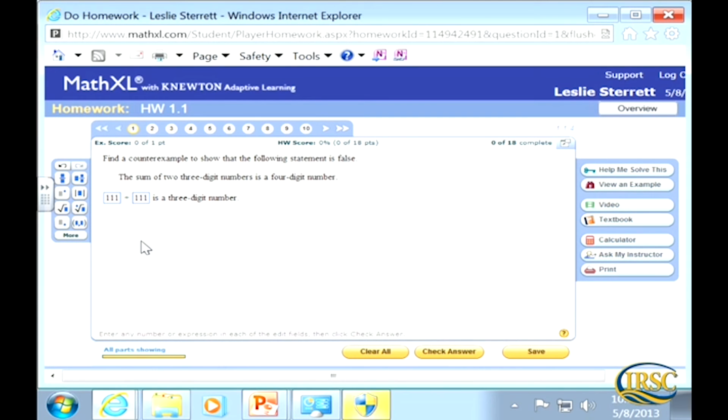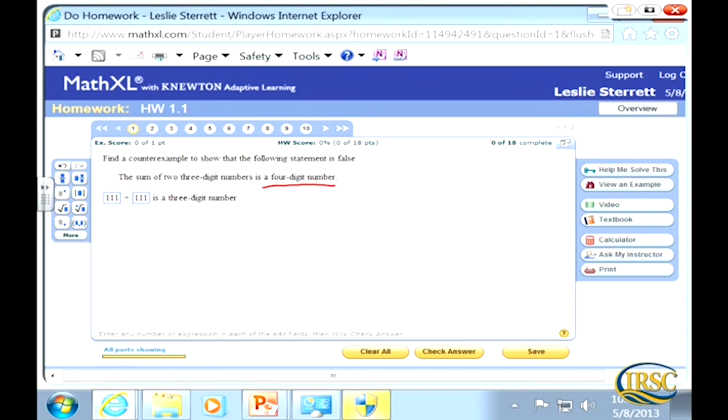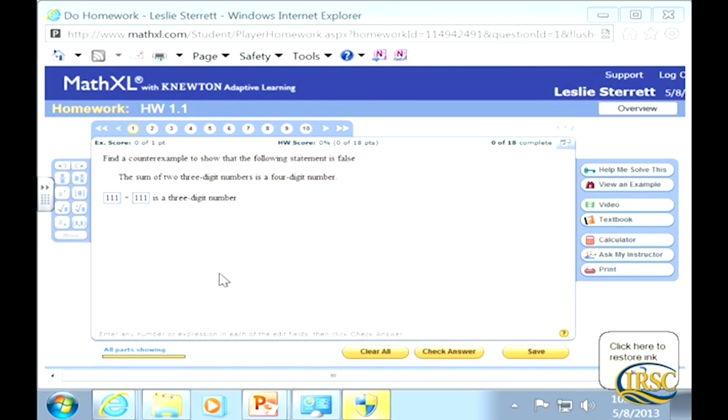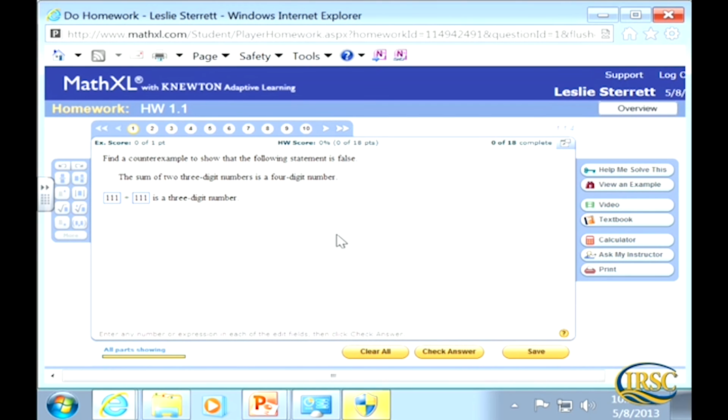Now, see, in MyMathLab, it does give you a hint. It says, okay, you're really looking for a 3-digit number. But notice it's not a 4-digit number as explained in the conjecture. So you have just proven that false, which is a counterexample. So any example that proves the statement false is a counterexample. So let's check your answer. Well done. See, it will make you feel really good when you finish.